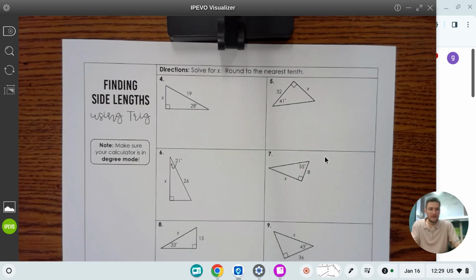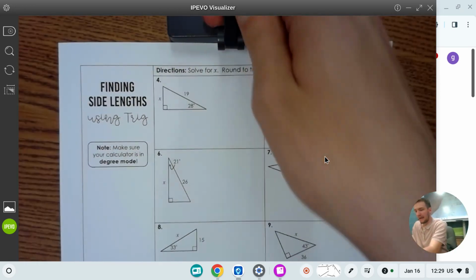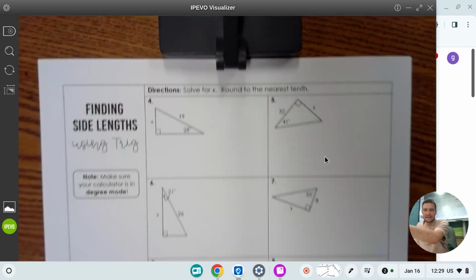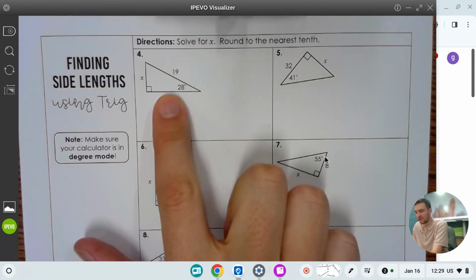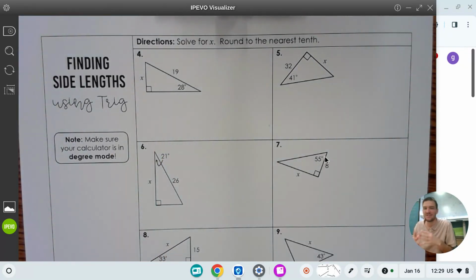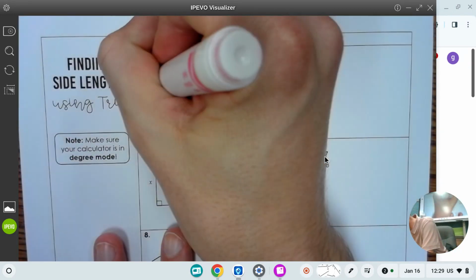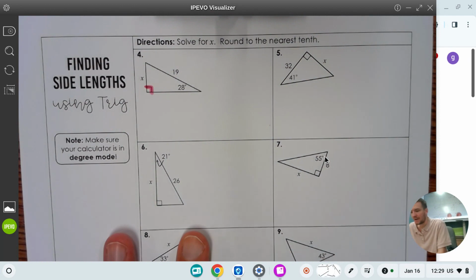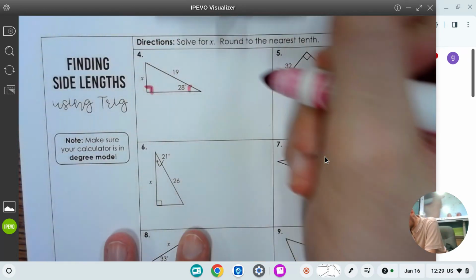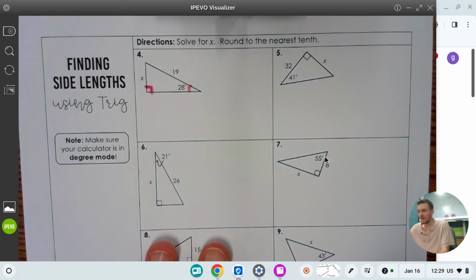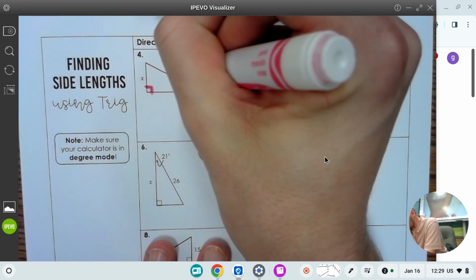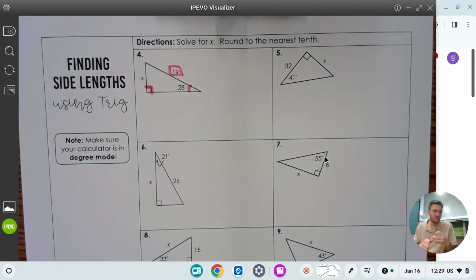All right, welcome everybody. Getting towards the end of geometry part A. We're finding the side lengths. And if you look at our triangle here, we have some information, okay? We know that we have a 90 degree in this corner. We know that we have a 28 degree in that corner. We know that we have a 19 as our side length over there.